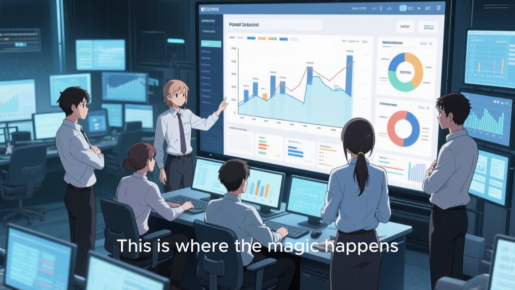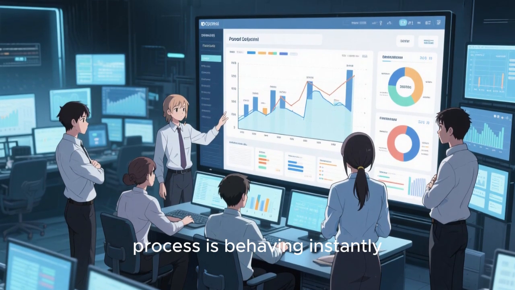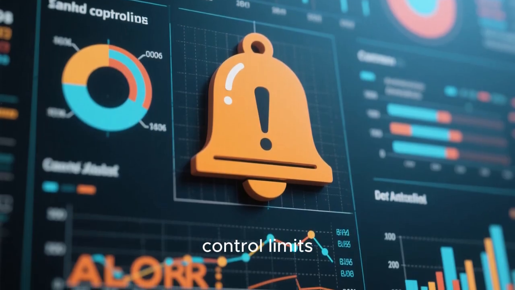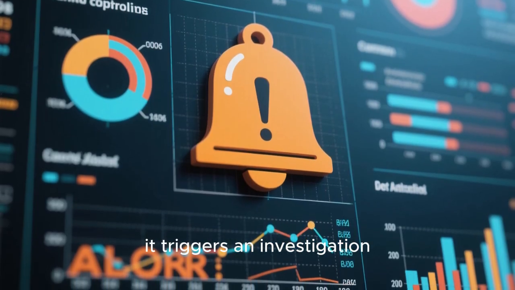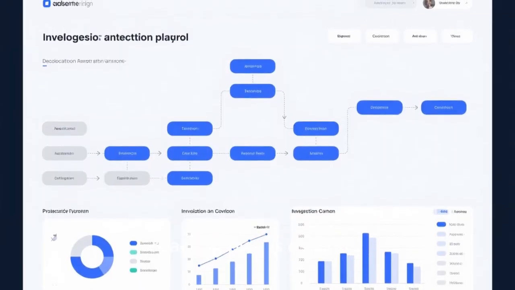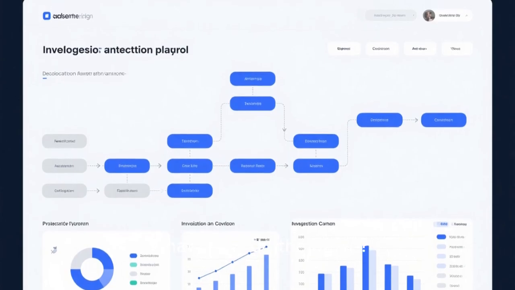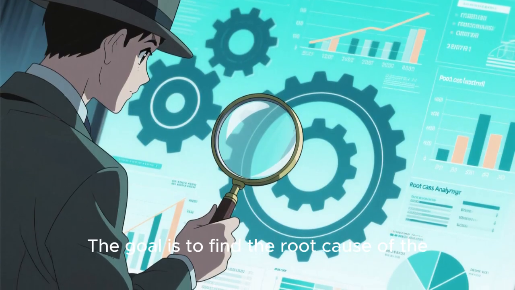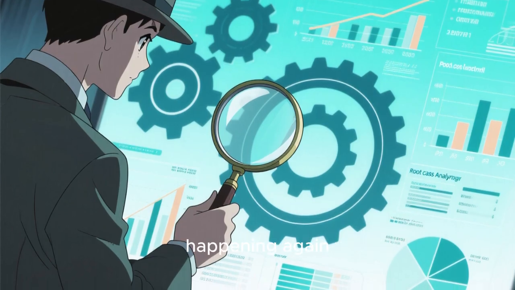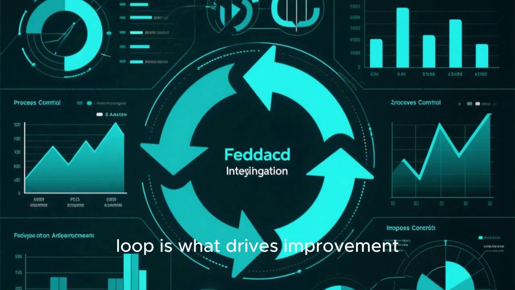With your chart set up, you begin to plot your data in real time. This is where the magic happens. You and your team on the shop floor can see how the process is behaving instantly. If a point goes outside the control limits, it triggers an investigation. This is where a well-defined reaction plan is essential. Who is responsible for investigating? What steps do they take? The goal is to find the root cause of the special cause and implement a corrective action to prevent it from happening again. This continuous feedback loop is what drives improvement.